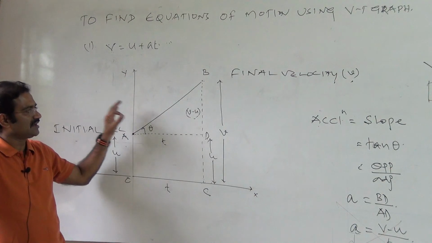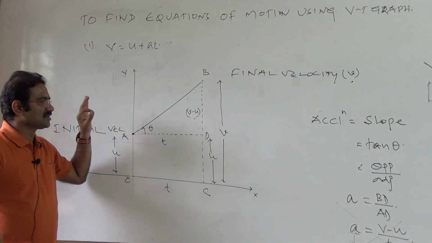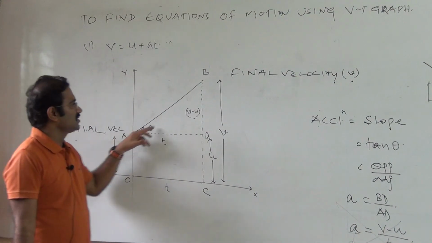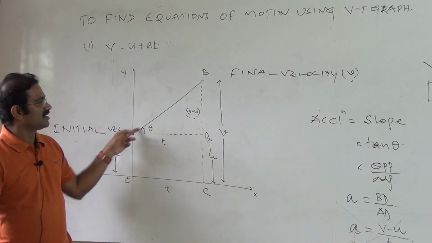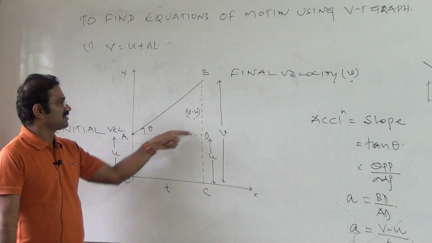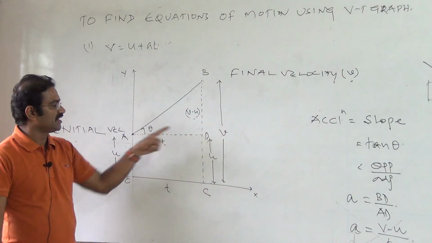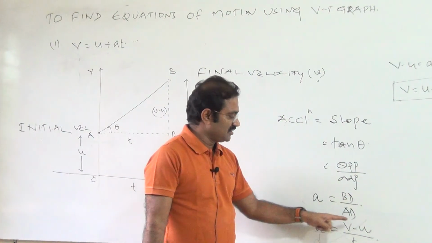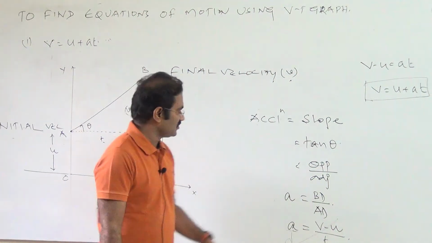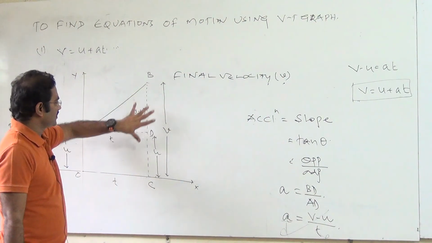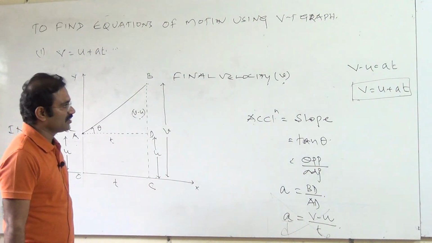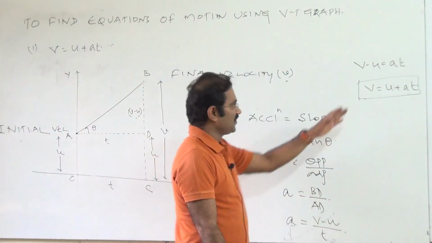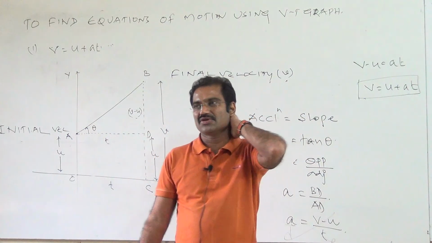We know that acceleration is nothing but the slope of the curve. Slope is nothing but tan theta. The slope is tan theta in this triangle. Tan theta is opposite side divided by adjacent side, BD divided by AD. So A is equal to, we know the value of BD, it is v minus u, and AD is equal to t.